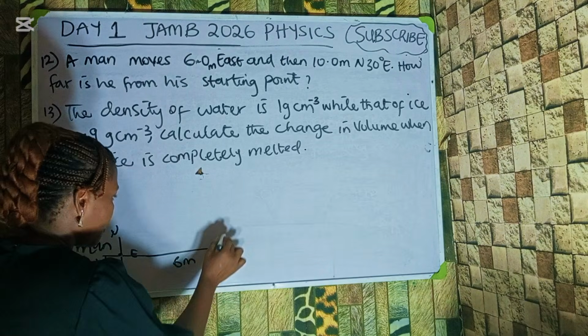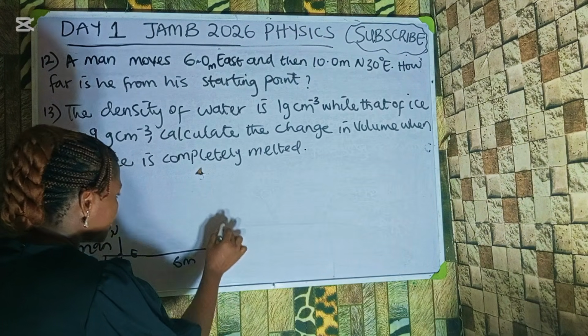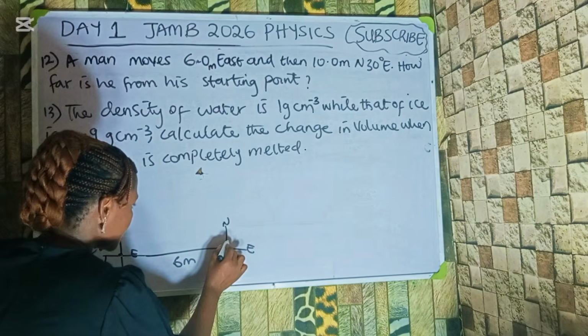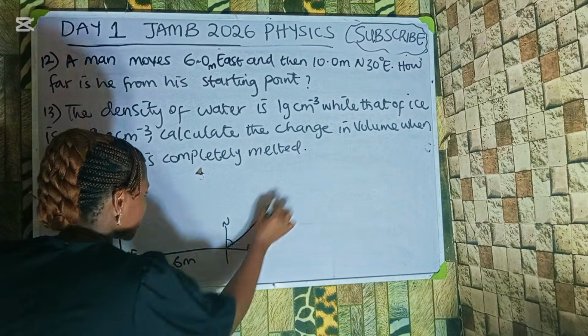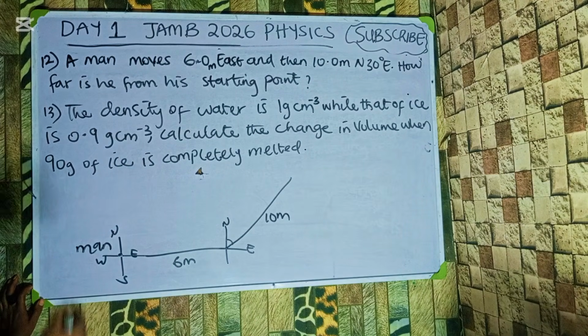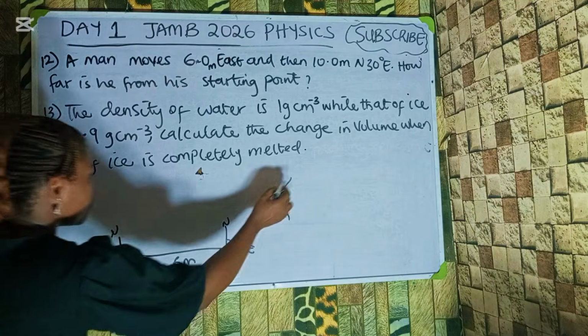Then we have another set of four cardinal points. This is north, east, and he walked 30 degrees north of east, so we go this way, and the distance is 10 meters. We're looking at how far he has covered from the starting point, so we join this.